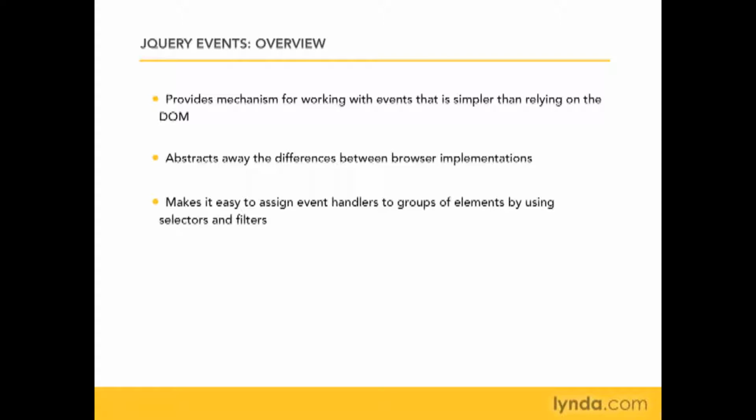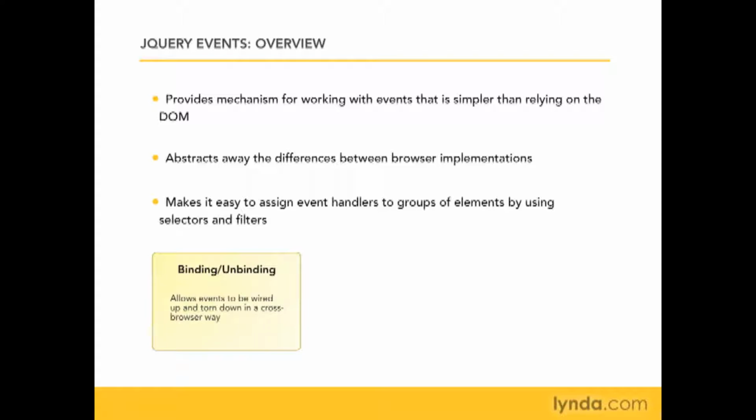So jQuery events basically breaks down into a couple of categories. The first is the binding and unbinding category. These functions allow you to wire events up and take them off of elements in a simple cross-browser way. And we'll see an example of that in a moment.